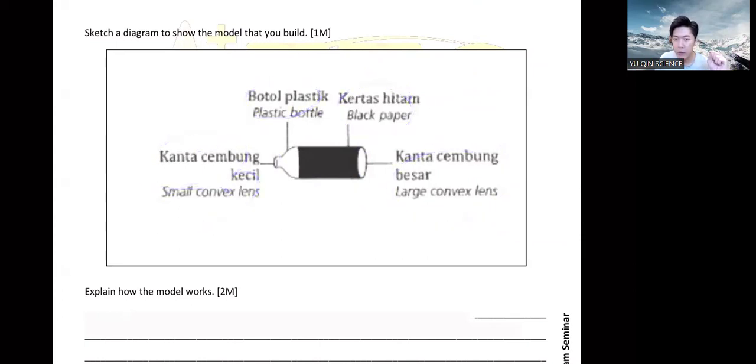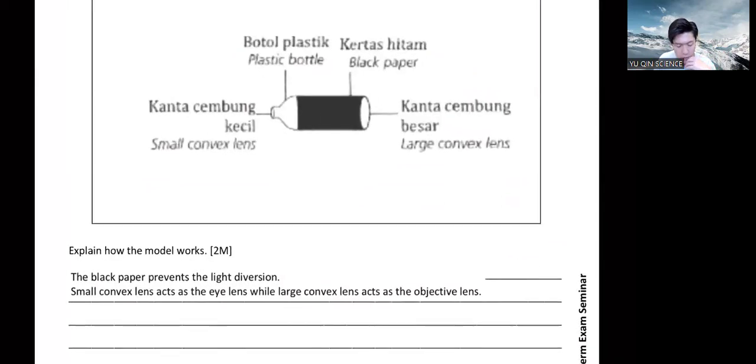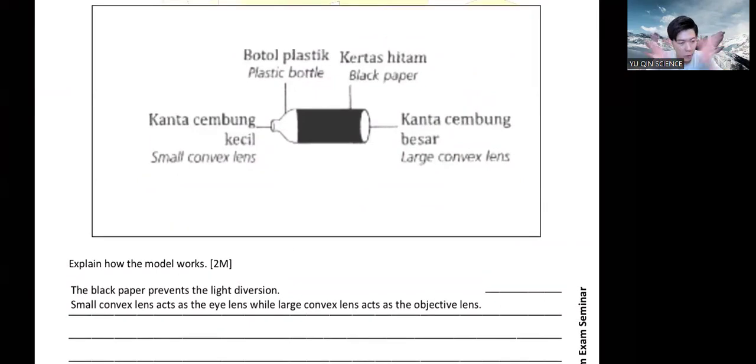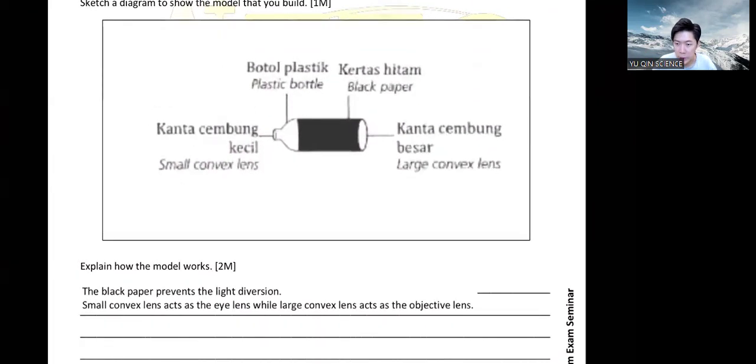Yeah. Okay, so while you draw, you can open up the explanation. The black paper is to prevent light diversion, right? Diversion means the light going away, diverging, like opening up and going away. The small convex lens is the eye lens, which is the one on your eye. The bigger convex lens on the outside, we call it the objective lens. Okay, there you go.